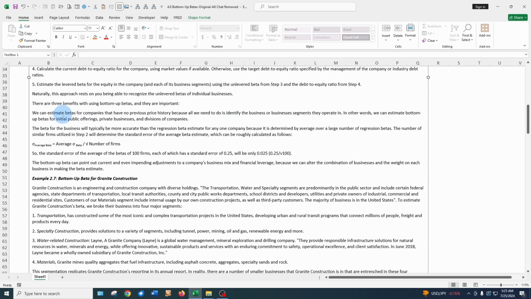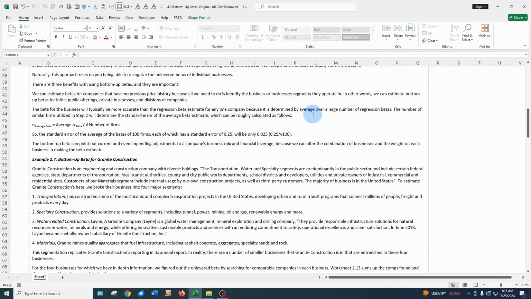There are 3 benefits when using bottom-up betas, and they are important. We can estimate betas for companies that have no previous price history, because all we need to do is identify the business or business segment they operate in. In other words, we can estimate bottom-up betas for initial public offerings, private businesses, and divisions of companies.